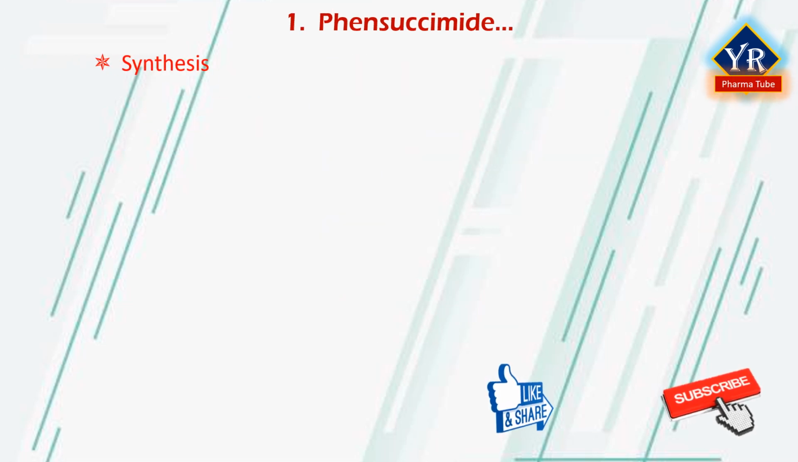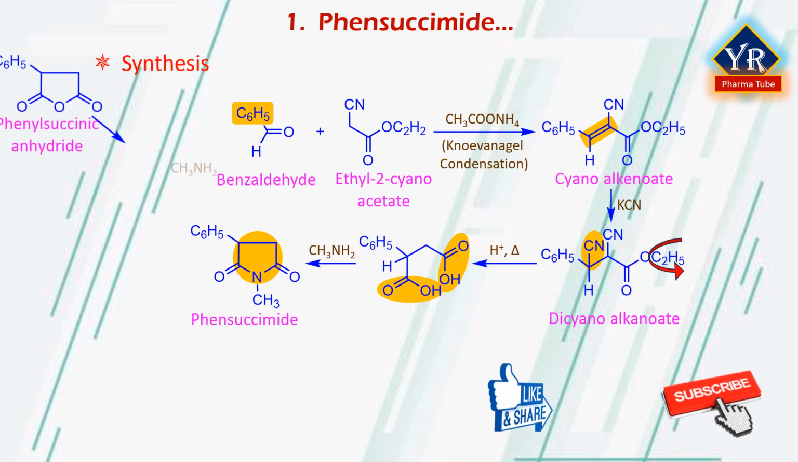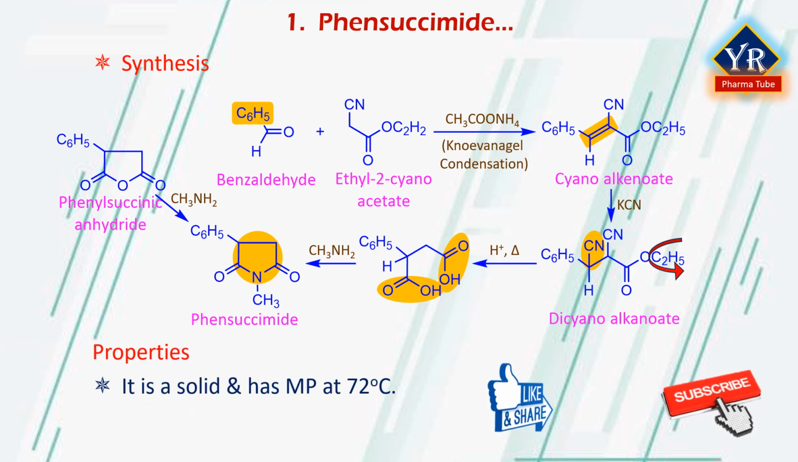As discussed in the previous section, the general method of succinimide synthesis, Phensuximide synthesis uses benzaldehyde as the starting material as shown in the figure. In the last step, methylamine is used for heterocyclization of the dicarboxylic acid. In another method, Phensuximide is also synthesized by the reaction of phenyl succinic anhydride with methylamine. It is a solid and has a melting point of 72 degrees centigrade.